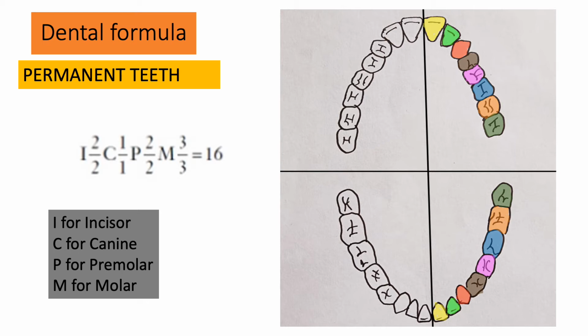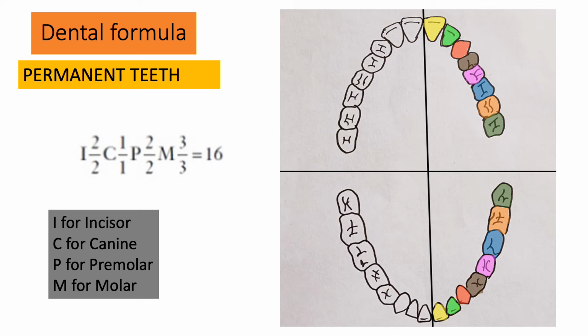Then there is C 1 by 1, that is, 1 canine in the upper arch, 1 canine in the lower arch. P 2 by 2, that is, 2 premolars in the upper arch, 2 premolars in the lower arch. M 3 by 3, that is 3 molars in the upper arch, 3 molars in the lower arch, equal to 16. So it will be written like I 2 by 2, C 1 by 1, P 2 by 2 and M 3 by 3 is equal to 16. So that is about the dental formula of the permanent teeth.